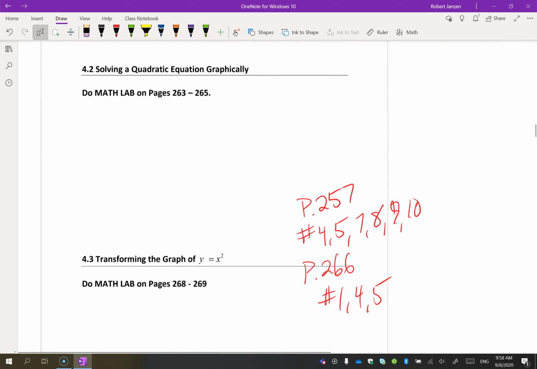So I have some homework for you to try here. I would like you to do this. If you have questions about it, please ask. We're going to get into much more detail with the quadratics next class.